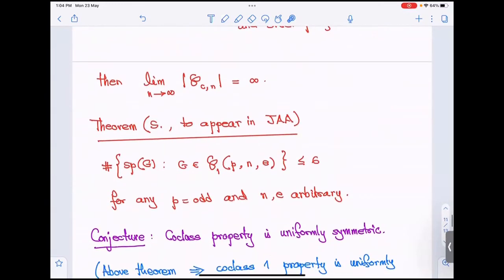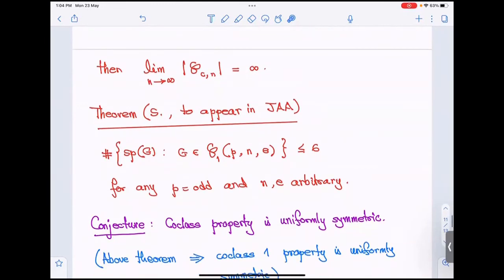Okay, so here is the result I'm going to quote now, which shows that the co-class 1 property is one of the uniformity properties. If you look at all the spectra sets of co-class 1 with a fixed order n, then it is always bounded above by 6. This is our recent work, and it's going to appear in the Journal of Algebra and Applications.